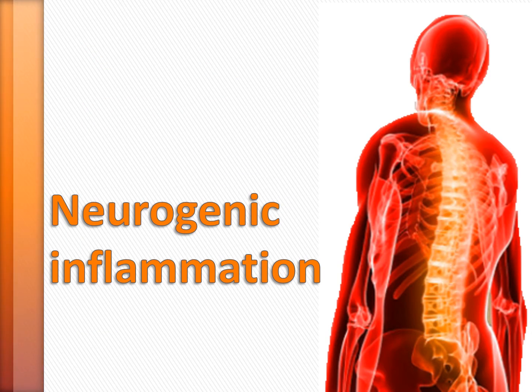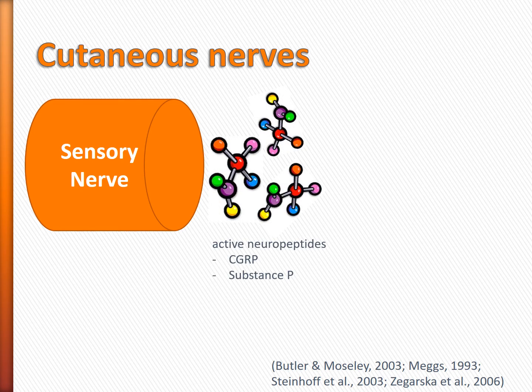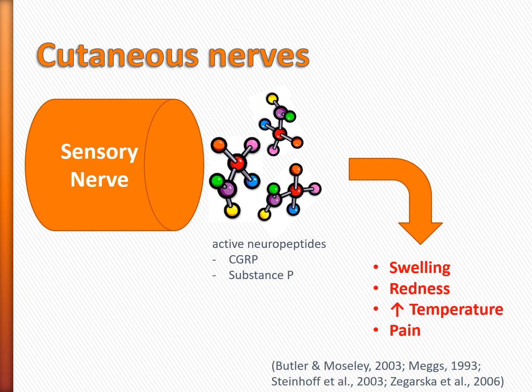The basic concept about neurogenic inflammation: our cutaneous nerve, besides detecting sensory and other signals, has one more function. The free nerve endings of the cutaneous nerve are capable of releasing neuropeptides, mainly CGRP and substance P. Those neuropeptides are mediators of inflammation.